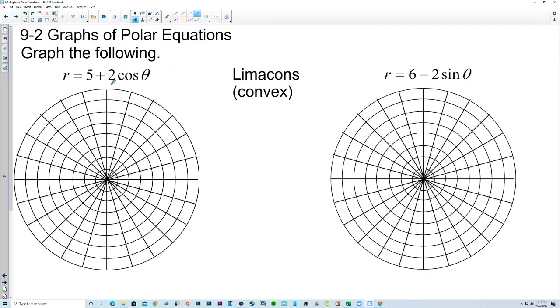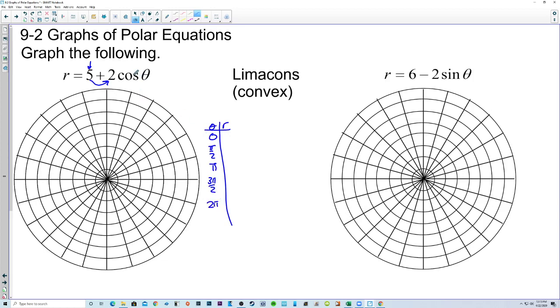Convex. If this number right here is twice or more this, then we're going to have a convex. It's not going to be dimpled. But we follow the same rule. We just have to know that this is twice or more of that. So we have theta and r. Let's see. We're going to count by pi over 2's: 0, pi over 2, pi, 3 halves, and we have 4 halves.